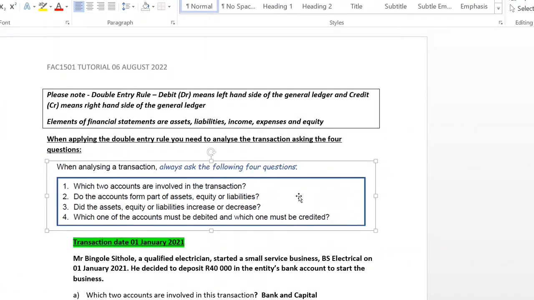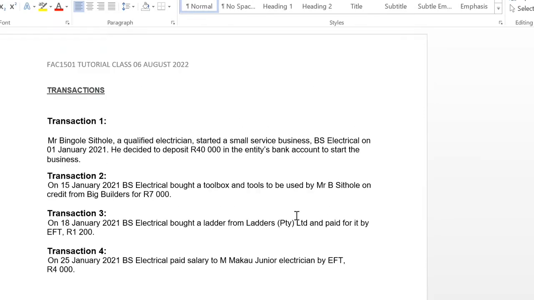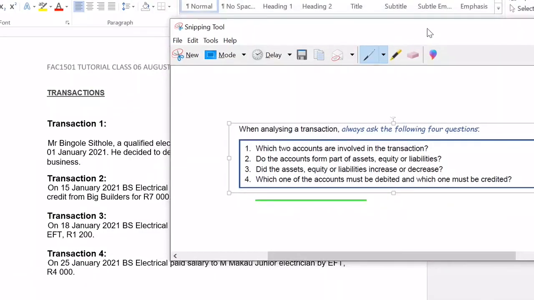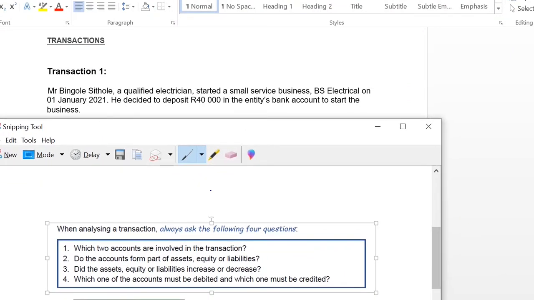If the expense decreases, you're going to credit the expense in the general ledger. I want us to do this quick exercise. I've got 4 transactions, and I just want you to answer those questions on those 4 transactions. I want us to apply the double entry principle on these 4 transactions. I'm going to start with the first one.